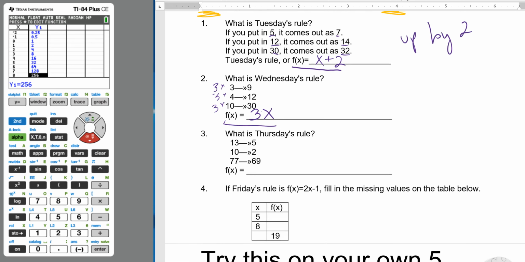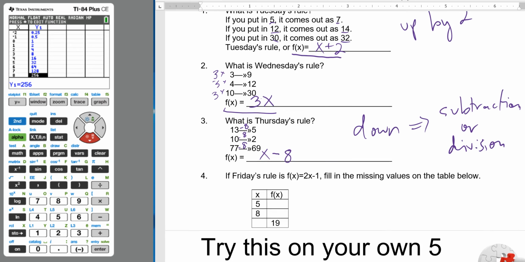Okay, Thursday's rule: 13 going down to 5, 10 down to 2, 77 down to 69. Down can only be either subtraction or division. In this case, you might notice that each one is going down by 8. 13 minus 8 is 5, 10 minus 8 is 2, 77 minus 8 is 69. So our rule for any x value is to subtract 8.